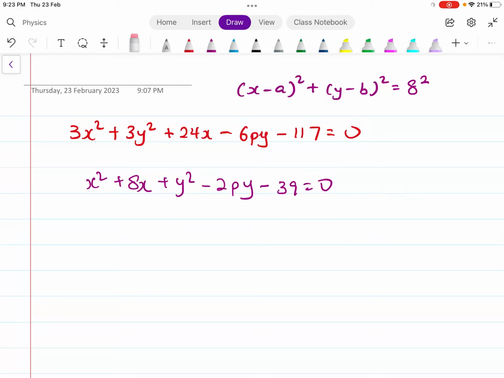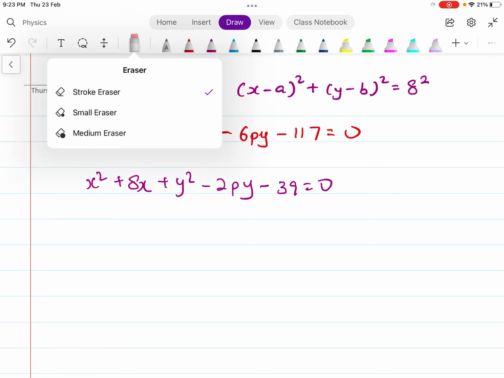Alright, so let's go through this question. We have this equation of circle C1 with radius r equal to 8, and the equation of the circle is 3x squared plus 3y squared plus 24x, and so on and so forth. Find the value of p and the coordinates of the center of C.